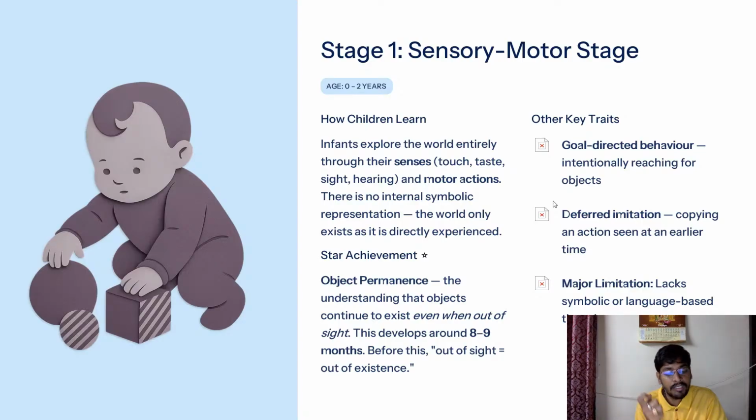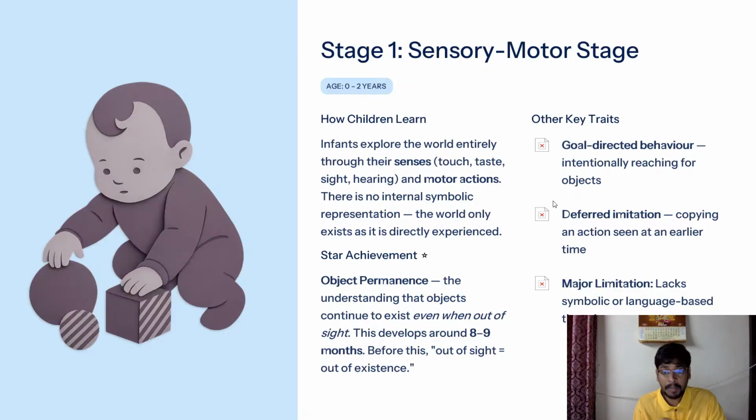For infants only their senses work, like they can taste, they can feel the touch, they can see, and they can hear. These are called motor actions. There is no symbolic representation basically during this sensory motor stage. The infants can't understand any symbolic representations or expressions. They can only feel the touch, sense the taste, understand sight and hear. Basically these are motor actions. There is no internal symbolic representation, the world only exists as they directly experience it. So they don't know anything about the world. Basically they can only sense in this particular stage, the sensory motor stage.